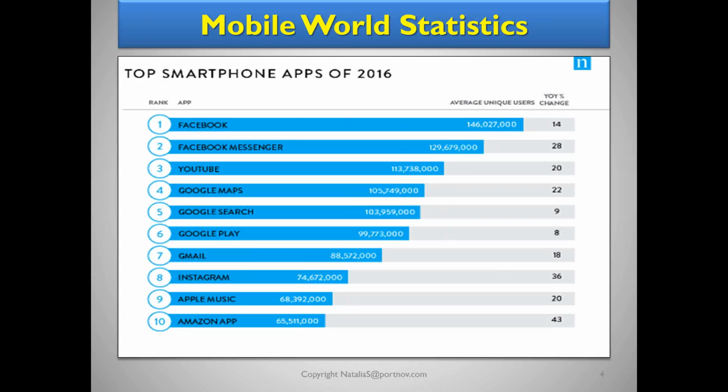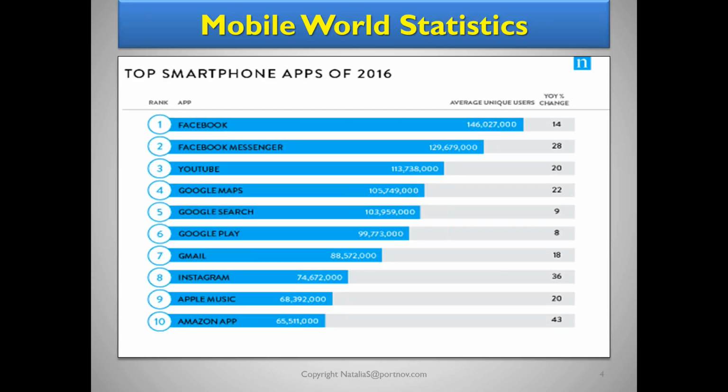Then, of course, it's Facebook Messenger. If we're on Facebook, we absolutely have to communicate with the 129 million plus. Then we are always looking for videos on YouTube, right? So YouTube is next. Google Maps. We love our GPS. We need to get places, so Google Maps. Google search, okay? I always tell my students, go Google it.